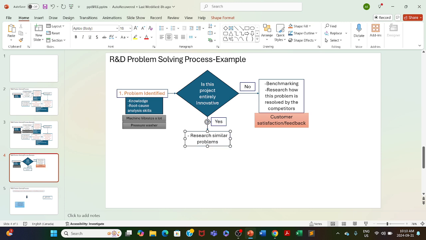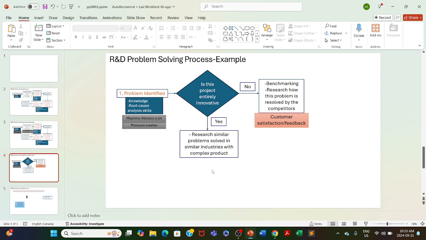similar problems, solving complex. When a project is entirely innovative, an excellent way of approaching or coming up with a potential solution, or a bunch of potential solutions, is to research similar problems solved in similar industries with complex products. This whole thing sounds really complex, but it's really simple.